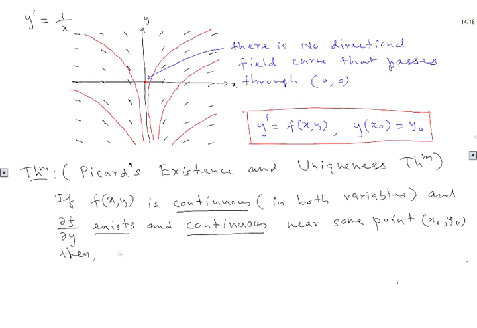then a solution to y prime equals f(x, y) along with y(x0) equals y0 exists and is unique.